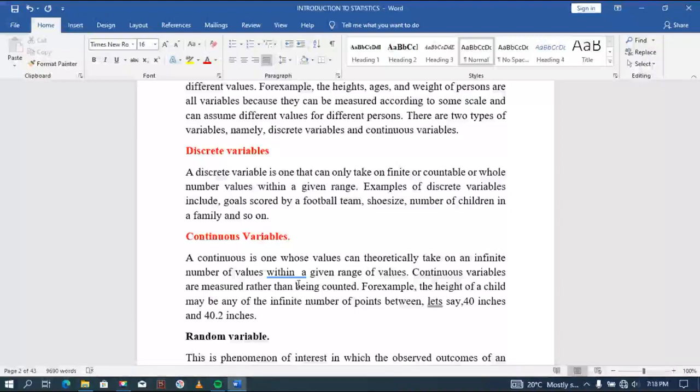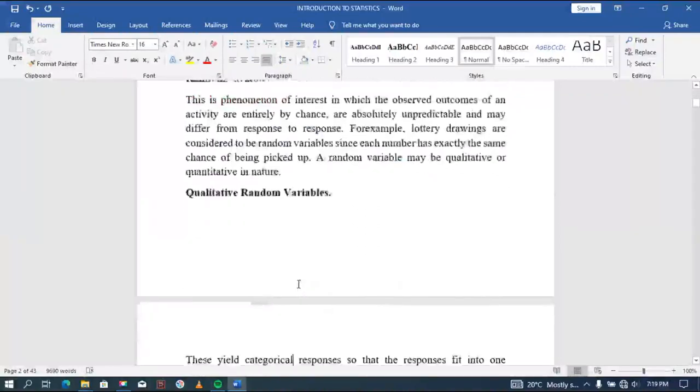For example, if a boy has a height of 40.2 inches, that is a continuous variable. Continuous variables are measured rather than being counted. For example, the height of a child may be any of the infinite number of points between, let's say, 40 inches and 40.2 inches.